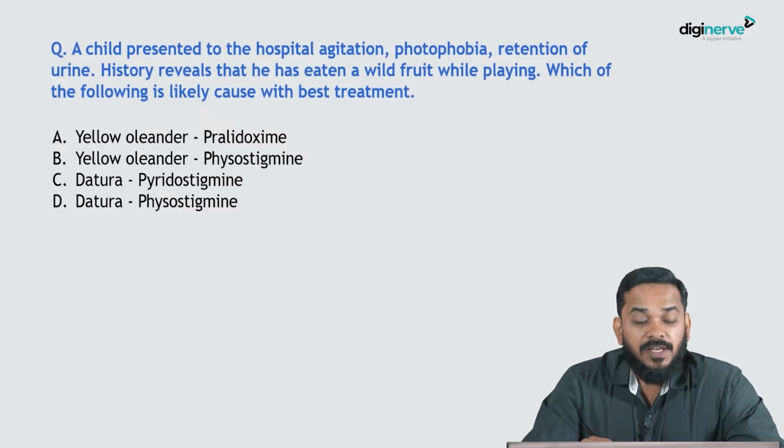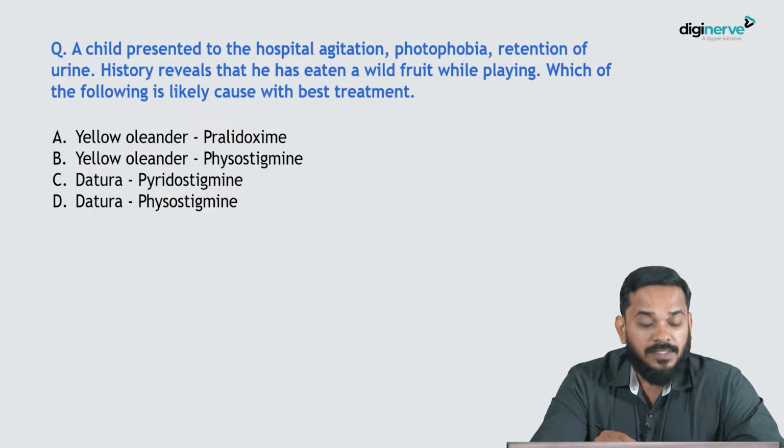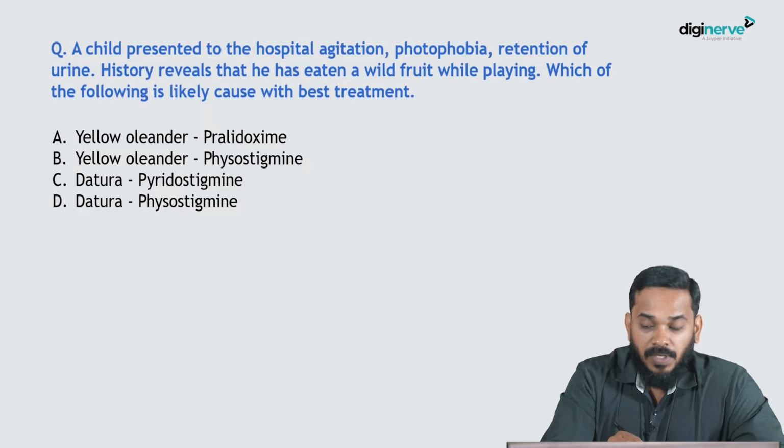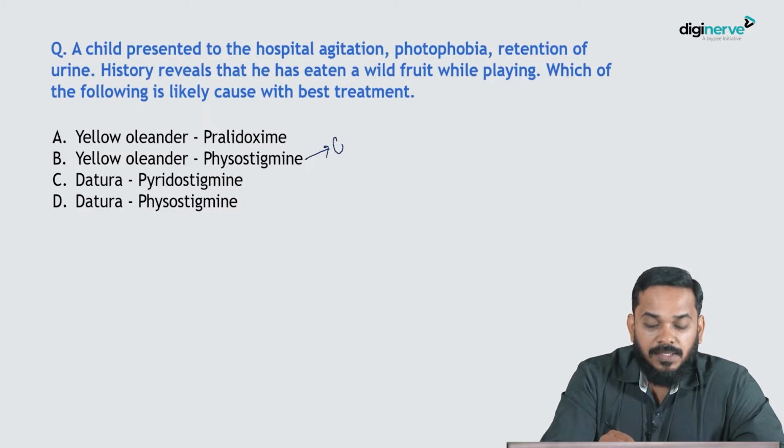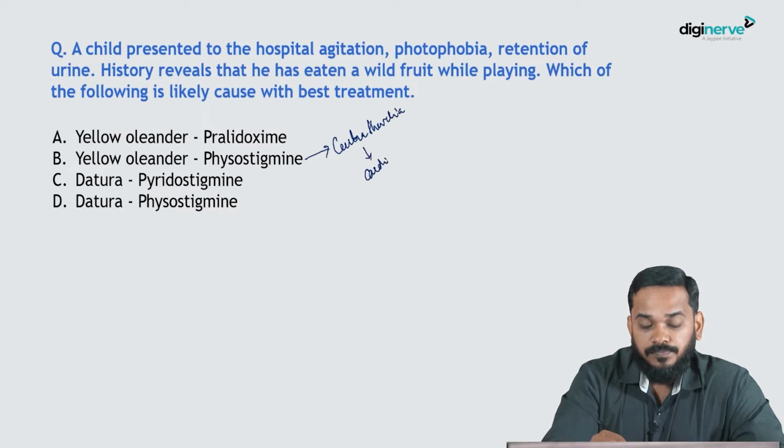A child presented to the hospital with agitation, photophobia, and retention of urine. History reveals that he has taken a wild fruit while playing. Which of the following is likely the cause with the best treatment? Two options given are yellow oleander and datura. Yellow oleander is Cascabela thevetia, which is a cardiotoxic agent.